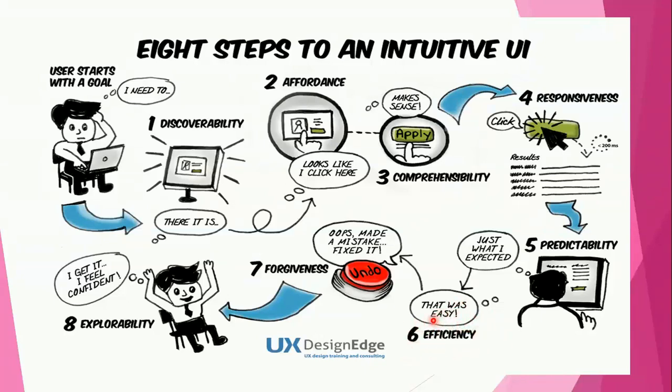That means whatever the user expected, the result has been given, so you say the system is very efficient. Suppose you make a certain mistake while using the system and you press the undo button. That means your system has forgiven your mistake. So it has given forgiveness, and you feel confident after exploring all this. You feel confident, which means your user experience has increased. So all these points, responsiveness, comprehensibility, predictability, efficiency, forgiveness, will be considered for designing any graphical user interface.